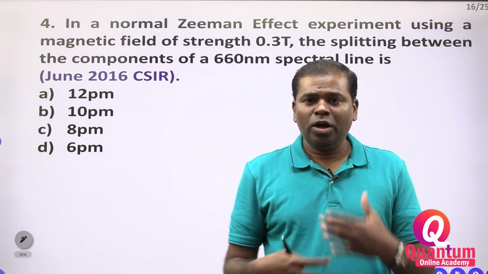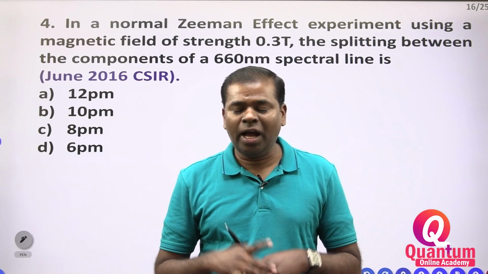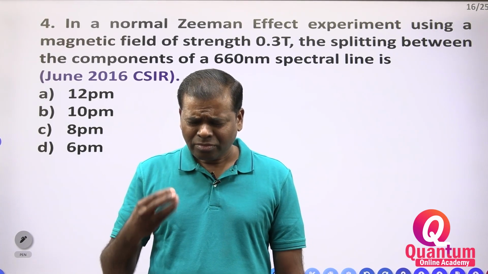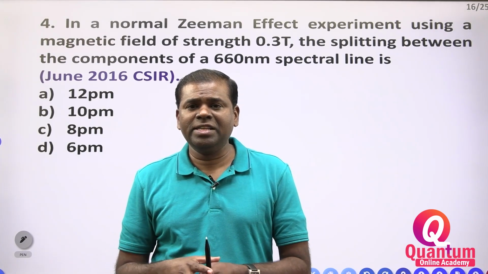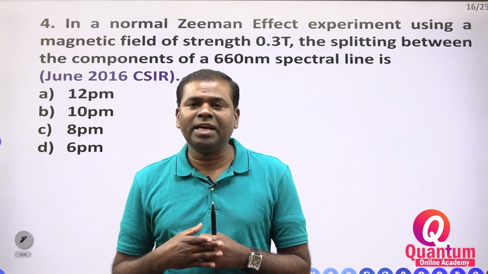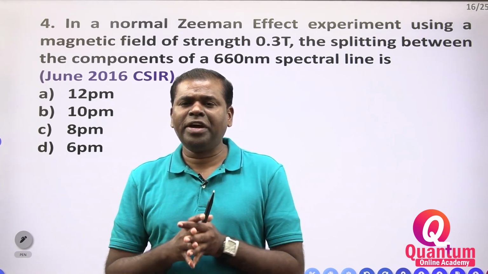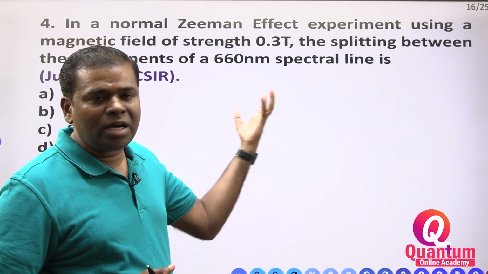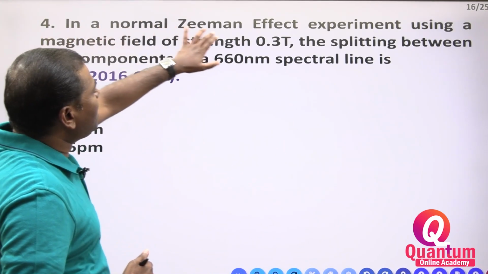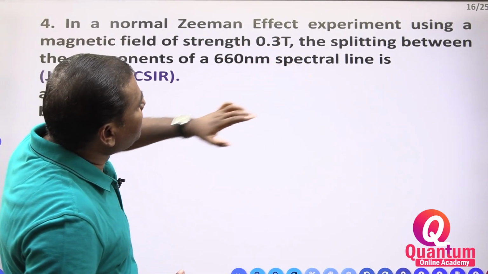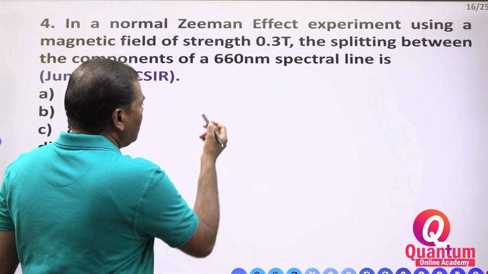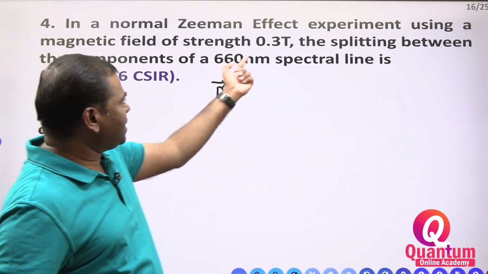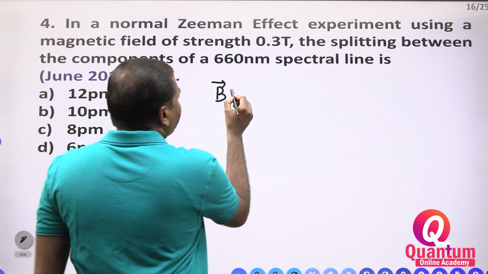Now the fourth area. What is the fourth area? All the effects are there: Stark effect, Zeeman effect, and one more effect, the Raman effect. Any effect question you may get in your competitive exam. From that, consider a normal Zeeman effect experiment using a magnetic field. In the presence of the magnetic field, how much magnetic field is there?